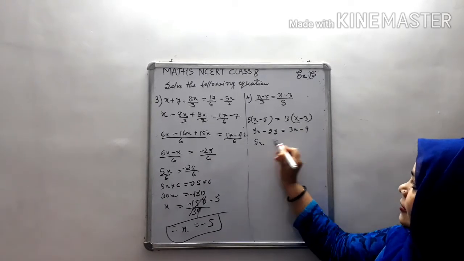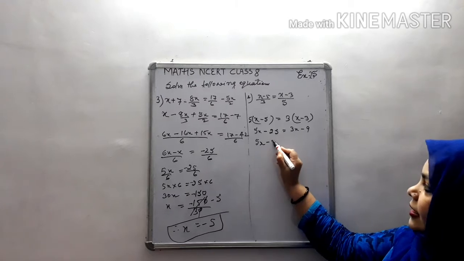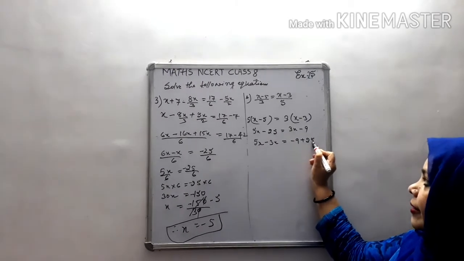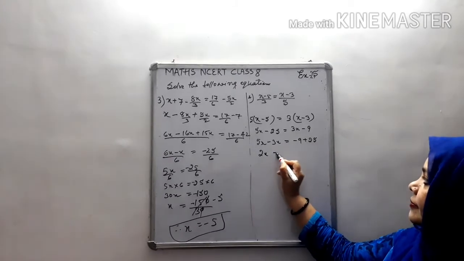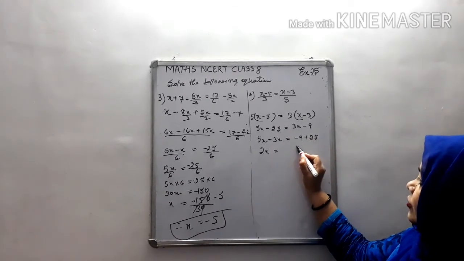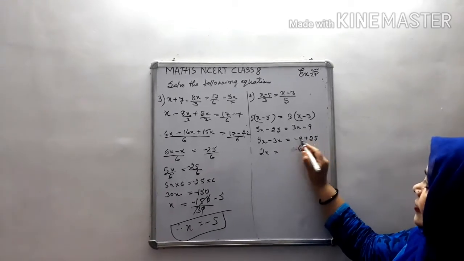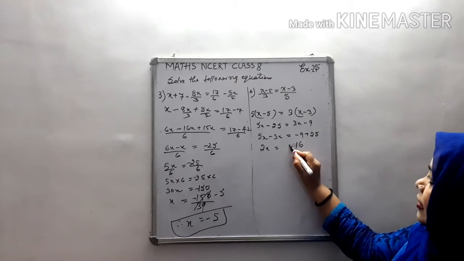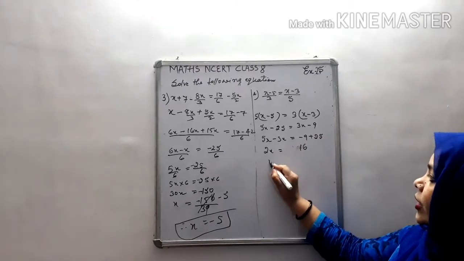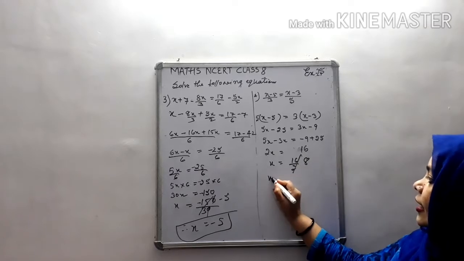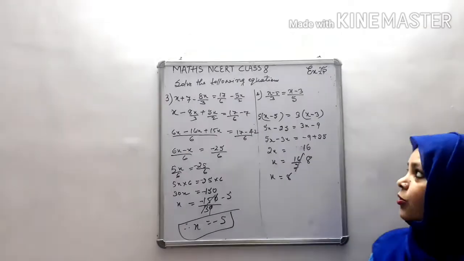Now 5x, this 3x will transpose to LHS, minus 3x is equal to minus 9 plus 25. Then here 2x, then 15 minus 9, what will be? 15 minus 9 is equal to 6, then here it is 16. That will be in plus. Okay, so x is equal to 16 by 2. 2 8s are 16. x is equal to 8. This is the answer of your question number 4.